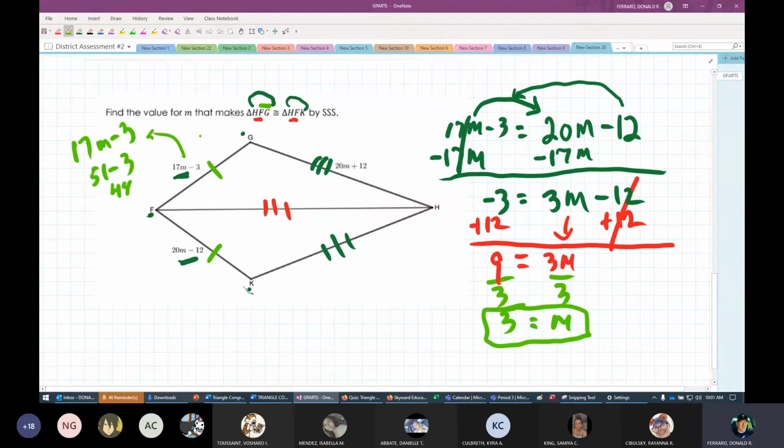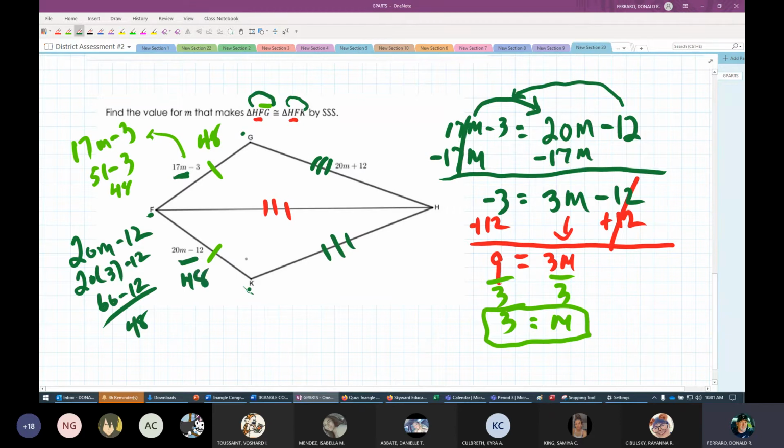Okay, so this side right here is 48 units, 48 inches, 48 millimeters, whatever it may be. And then I've got 20M minus 12. Okay, so I'll do this in dark green. I got 20M minus 12. And 20 times 3, because we figured out what M was, minus 12. So I've got 60 minus 12, and that is going to be 48. So my math checks out.